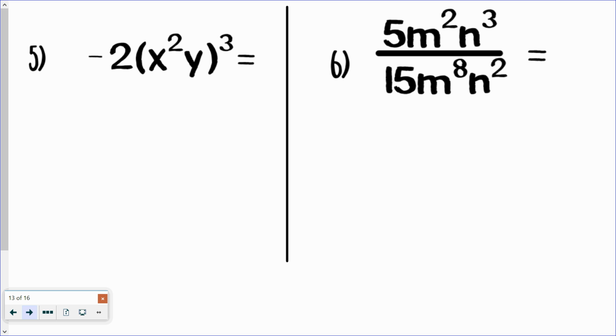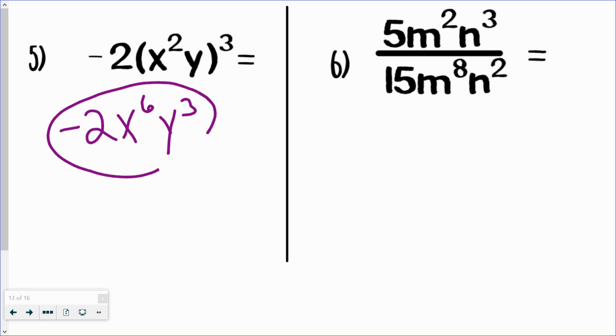Problem number 5. First, I have to raise everything to the third power, so I'm multiplying. So I'm going to have a negative 2 outside here. x squared to the third power is going to be x to the sixth power. y to the third power is going to be y to the third power. So this is my final answer.